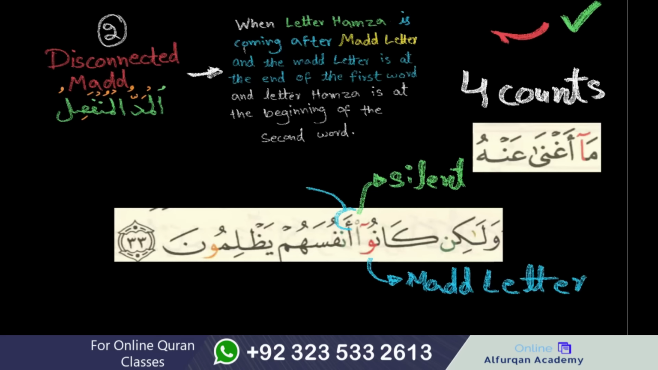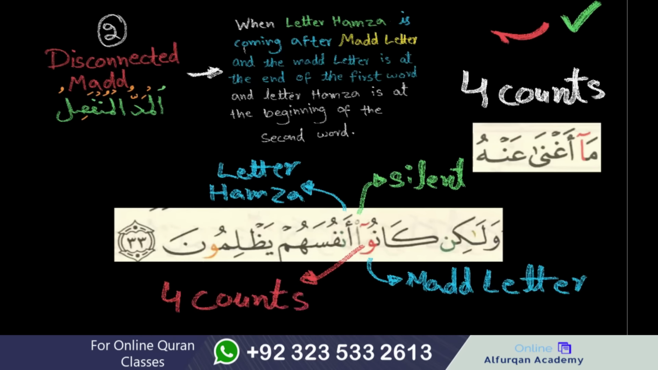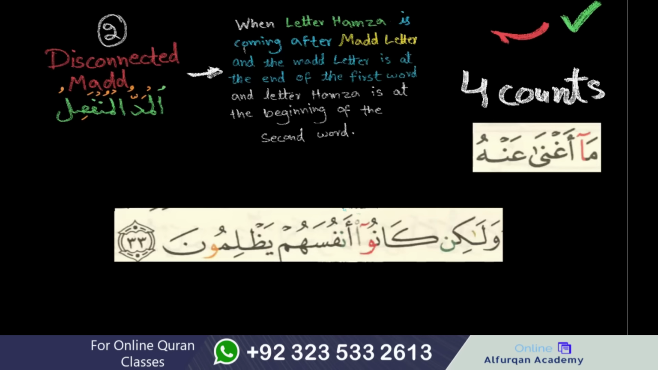And the next word is Anfusahum. So the next word is starting with letter Hamza. So that is the thing we have learned in the definition, that the first word is ending on a mad letter and the next word is starting with Hamza. In this case, we are going to make the nu sound longer for 4 counts. It becomes كانوا أنفسهم. Let's read the complete example. ولكن كانوا أنفسهم يظلمون. Let's take another example.